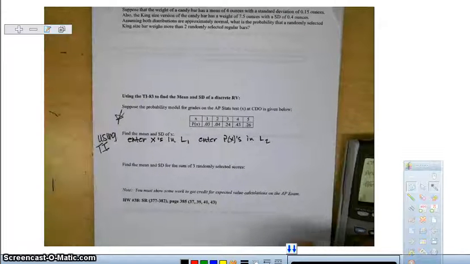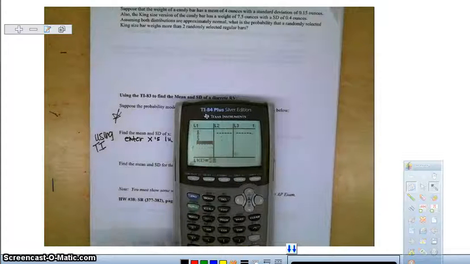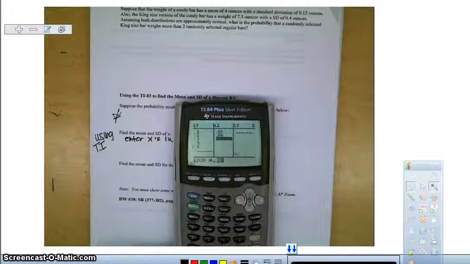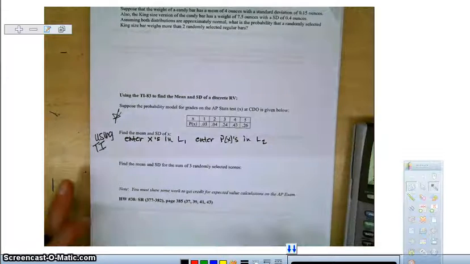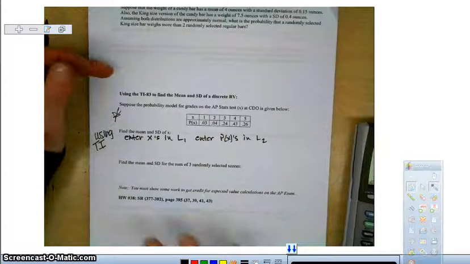So are you doing that right now? Yeah. Sure. How do you do it? I would type in 1, 2, 3, 4, 5 in list 1, and go to list 2 and type in 0.03, 0.04, 0.24, 0.43, 0.26. Do they add up to 1? Yes. Okay, we already discussed that. All right, so now I enter them in the lists.